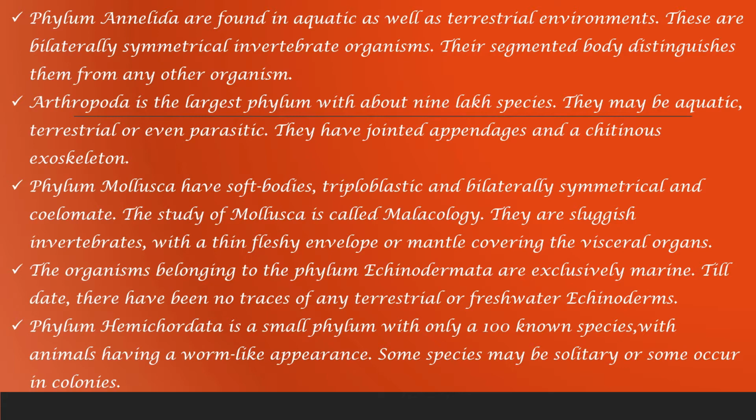Then lastly, we studied about phylum Hemichordata. Phylum Hemichordata is a small phylum with only 100 known species, with animals having a worm-like appearance. Some species may be solitary or some occur in colonies.